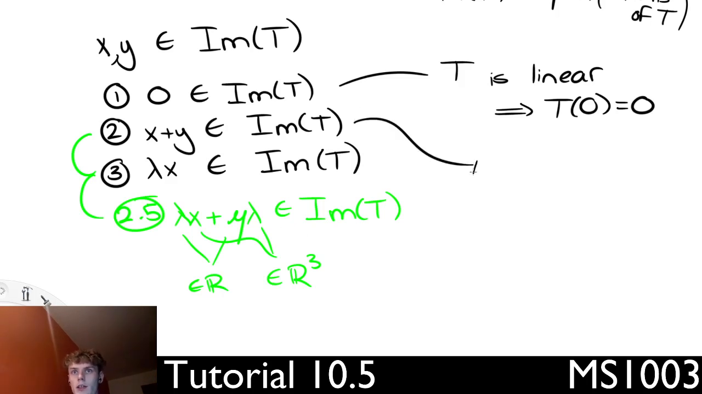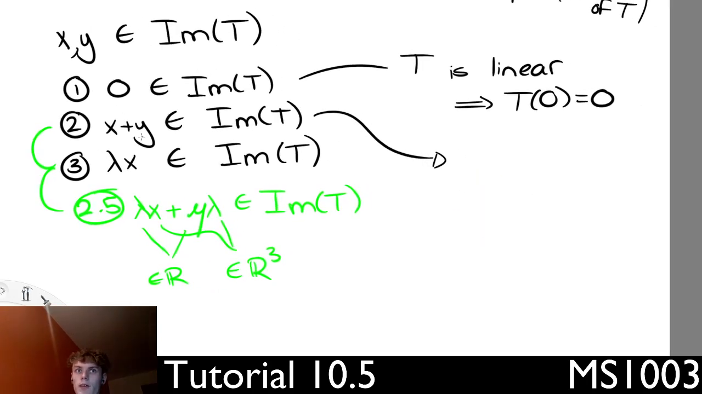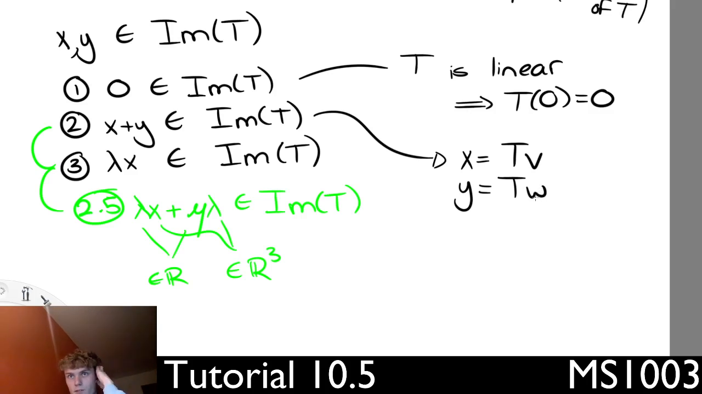Now, this condition here. I'm very messy, so don't be copying down what I'm doing directly. If x and y are in the image of t, then up here I assumed x and y are in the image of t, which means that x can be written as some t times v. Similarly, y can be written as some t times w. They're in the image of t. T sends some vector to them. Well then, x plus y is going to be tv plus tw.